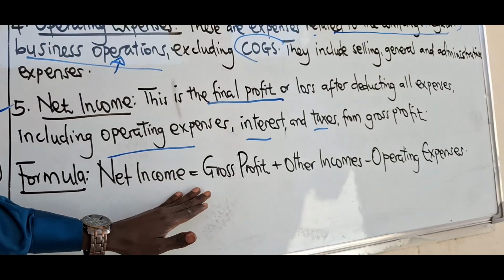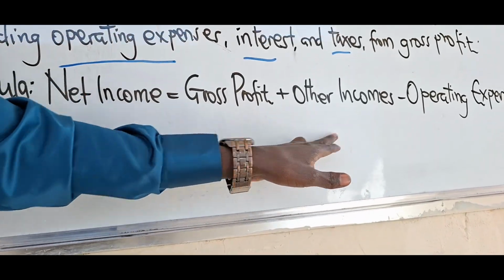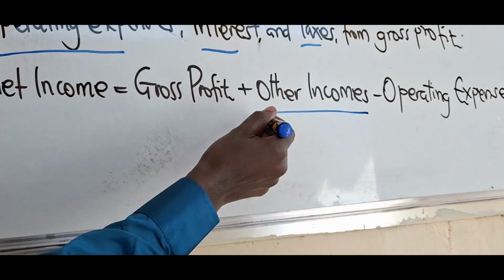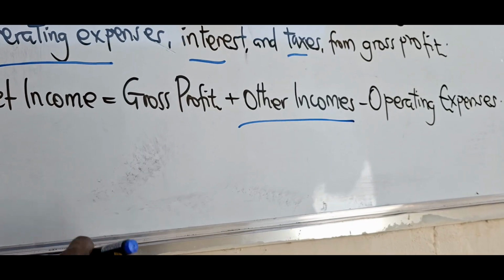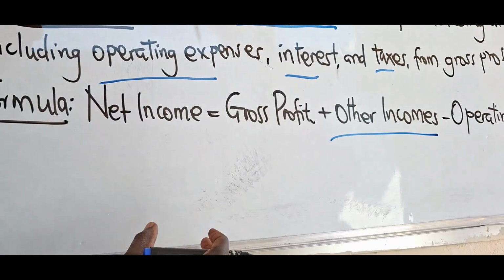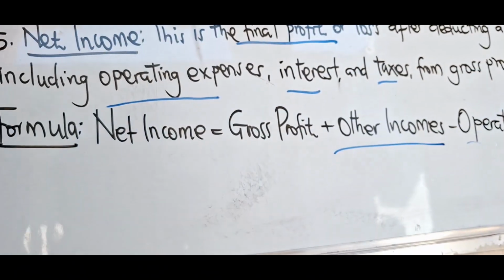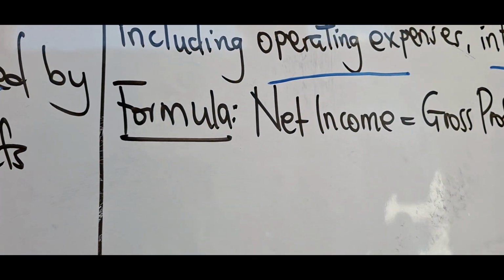We get net income or net profit equals gross profit plus other incomes. I'll talk about these other incomes, such as discount received, commission received, those other incomes which you are receiving not from your core business activity, but from other services. Then we subtract the operating expenses.